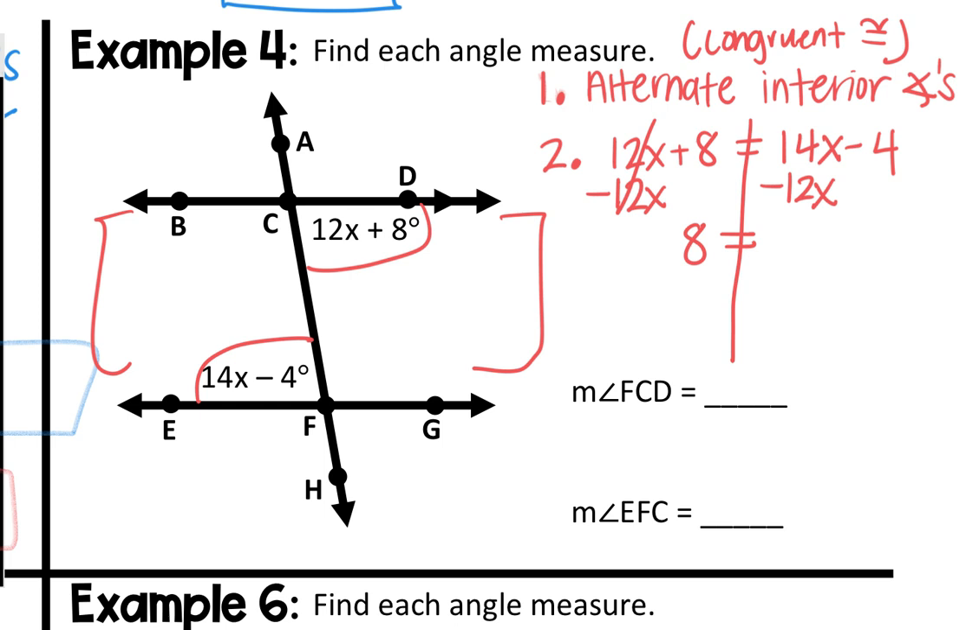Right, because 12x went away. And then 14 minus 12, use your calculator if you don't know, but it should be positive 2x. I'll bring down that negative 4. We haven't used it, so we bring it down.